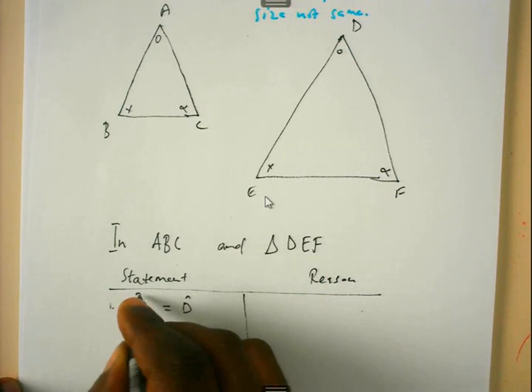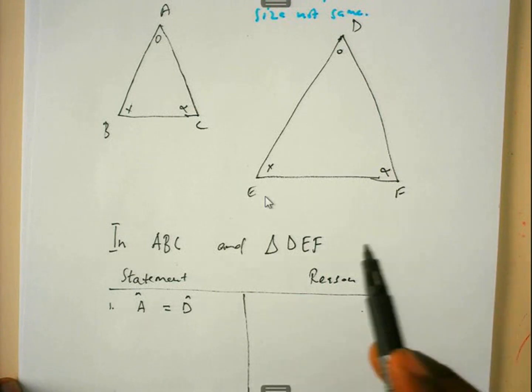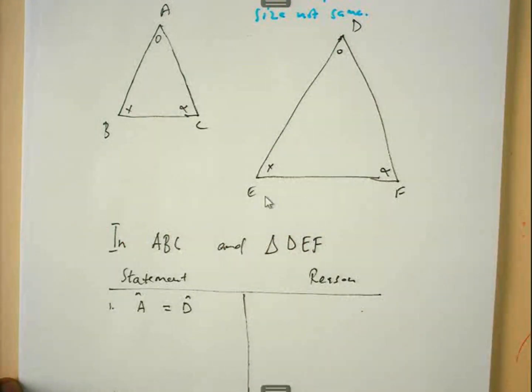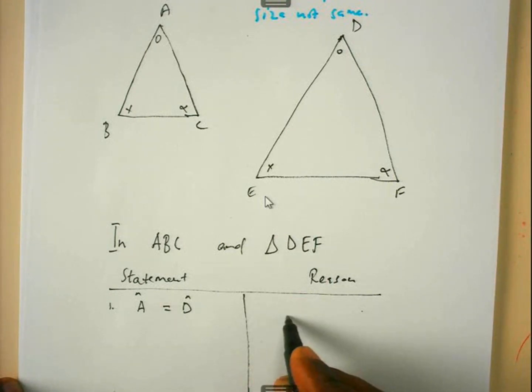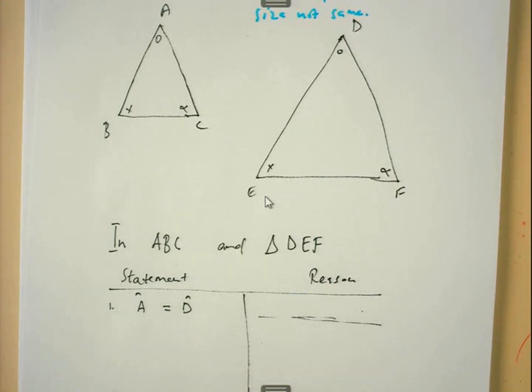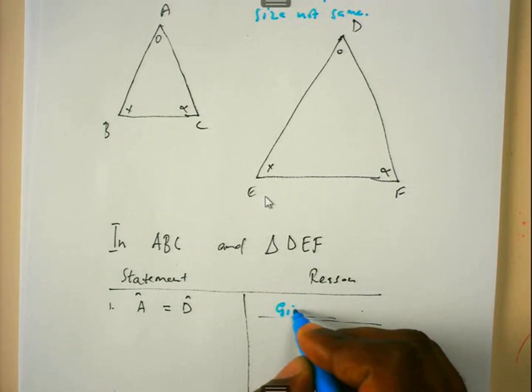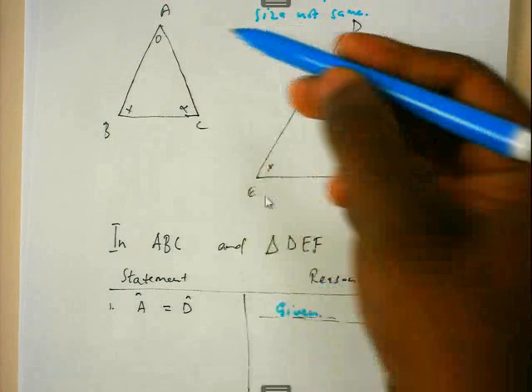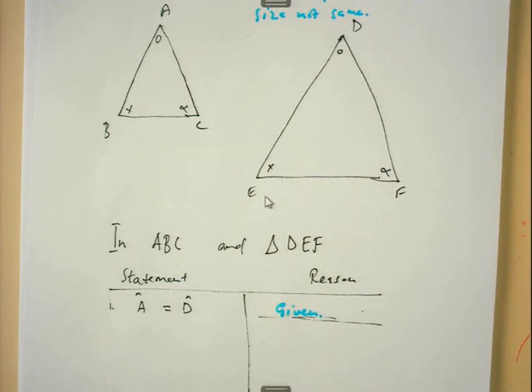Do you agree with that? Angle A is equal to angle D. And you write your reason this side. Here you write the reason. Well, in our case here, we can just say the reason is given. This was given to us, because there we can see that the two angles are equal.